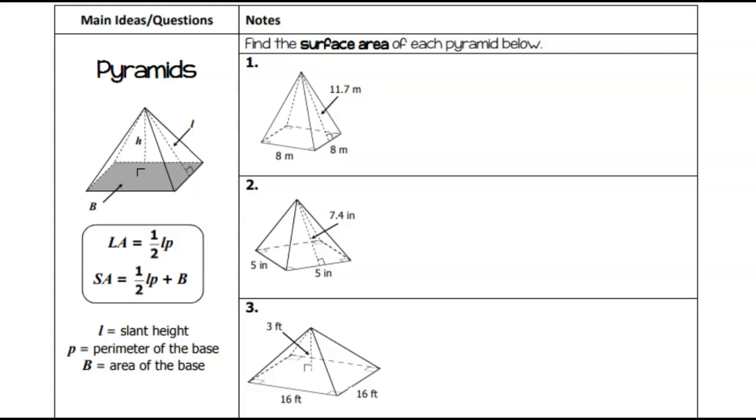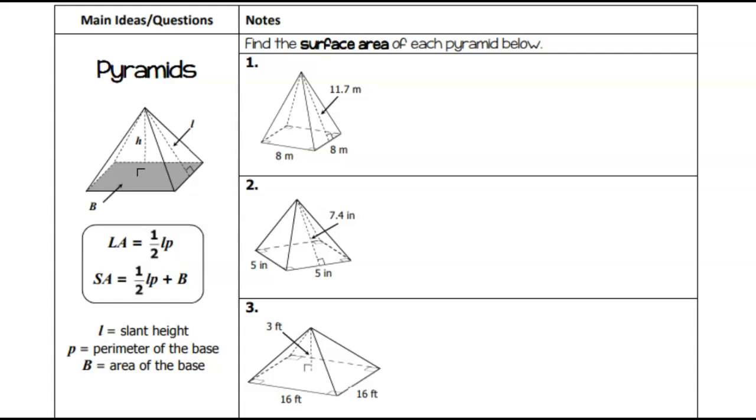Alright, so for a pyramid, we are going to need a couple different things. We are going to need our slant height, which is L. We are going to need our perimeter of the base, which is P. And we're also going to need our big B, which is the area of the base. So if I'm looking at my surface area formula, it says surface area equals 1/2 times LP, so slant height times perimeter, plus B, which is the area of the base, the bottom.